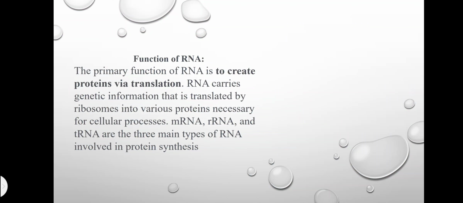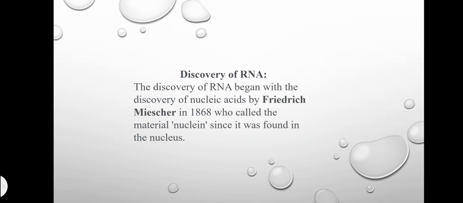Basically, the primary function of RNA is to create a protein via translation. RNA carries genetic information that is translated by ribosomes into various proteins necessary for cellular processes, in which messenger RNA, ribosomal RNA and transfer RNA are the three main types of RNA involved in protein synthesis. RNA was also discovered, which means that the discovery of RNA begins with the discovery of nucleic acids by Friedrich in 1868, who called the material nuclein since it was found in the nucleus.